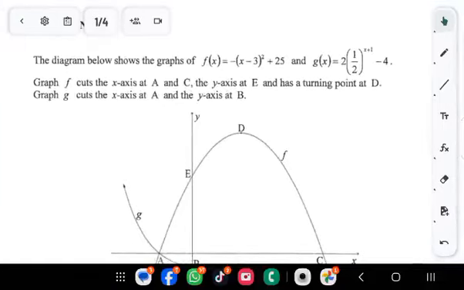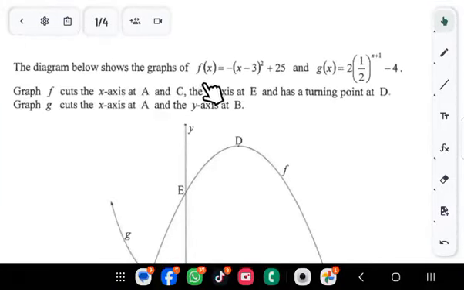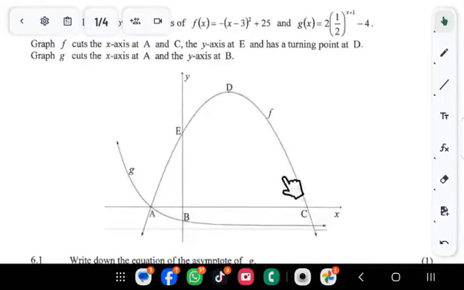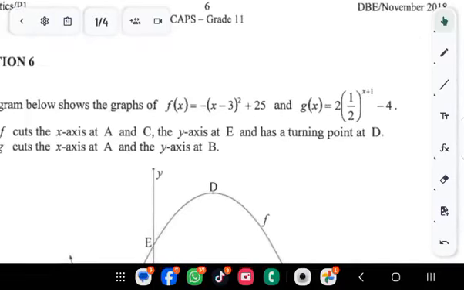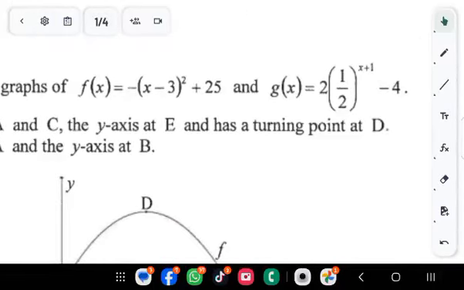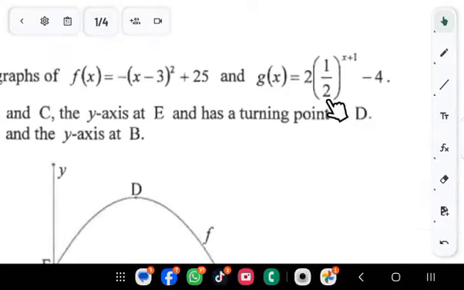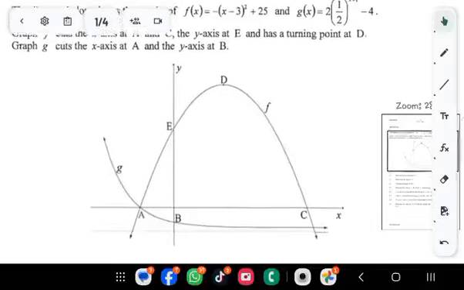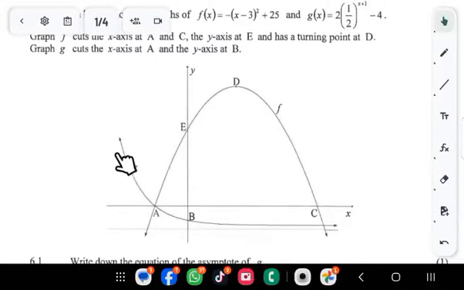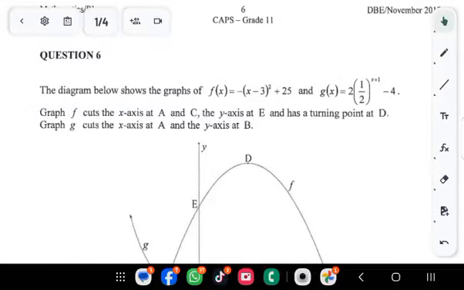Question 6 goes, the diagram below shows the graphs of f of x equals minus (x minus 3) all squared plus 25, which is the equation of the parabola. This is the other standard format that you learn in grade 10. And g of x equals 2 times (1/2) to the power of x plus 1, minus 4. And that is the equation of the exponential function g.